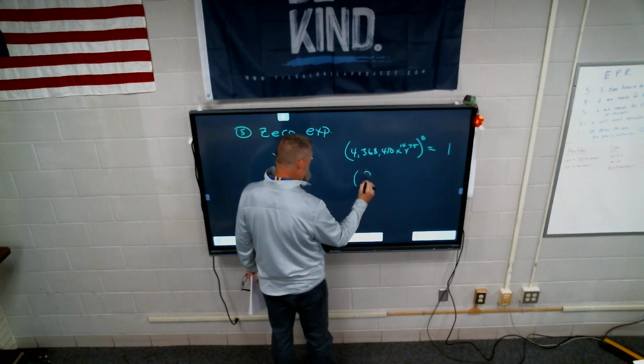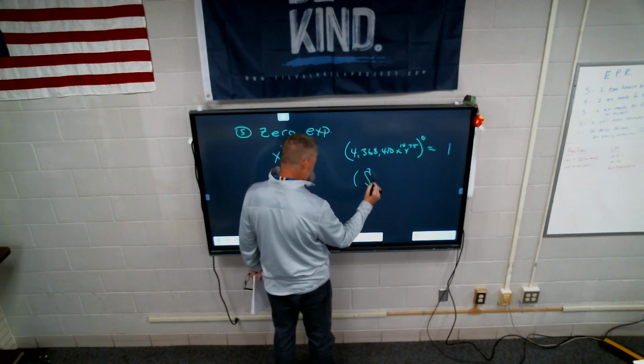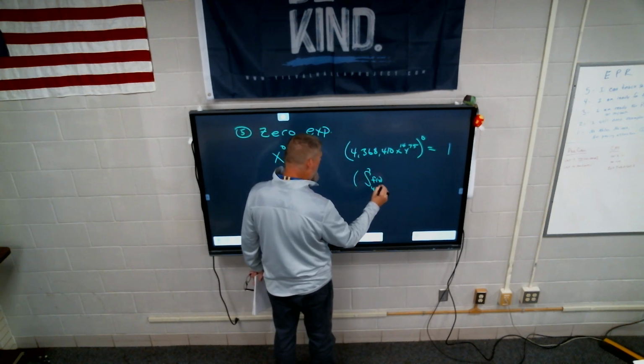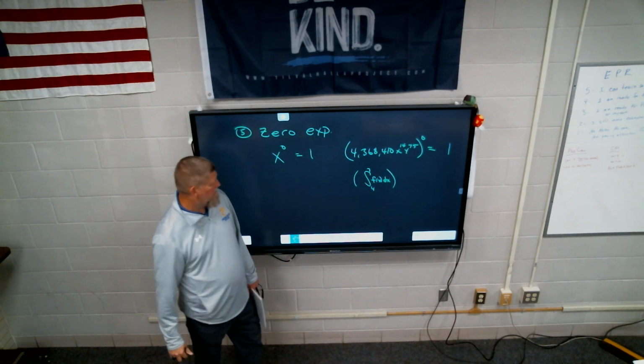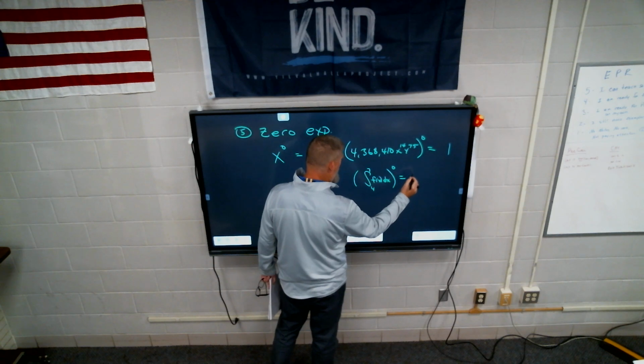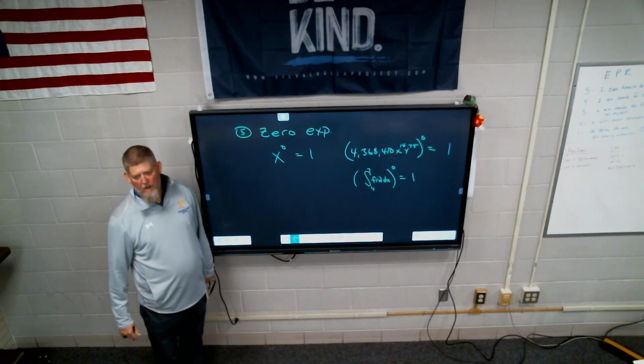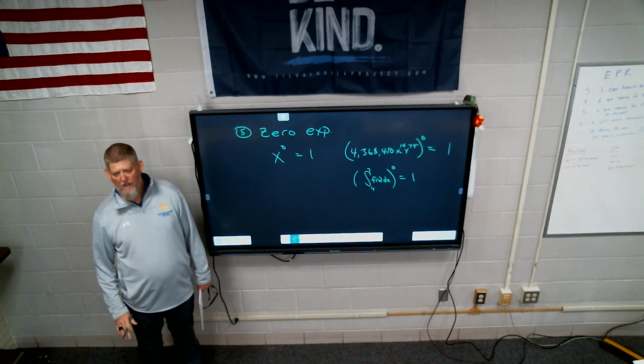I can even go in here and put the integral from 4 to 7 of f of x dx. I can put something weird in there. What's the answer? 1. Anything to the 0 power is going to equal 1. Okay, you've heard this before, right? They lied to you. Why?